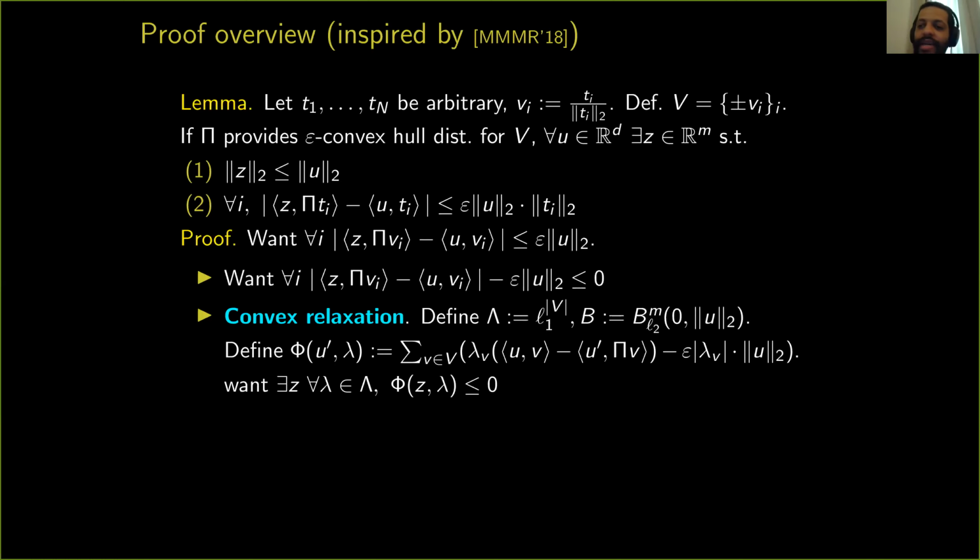So now, if it's true that there exists a z such that for all lambda, there exists a z in the ball B.